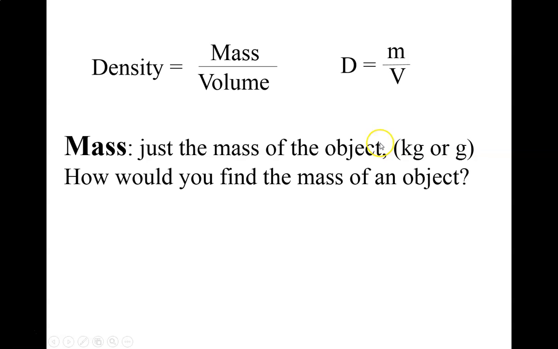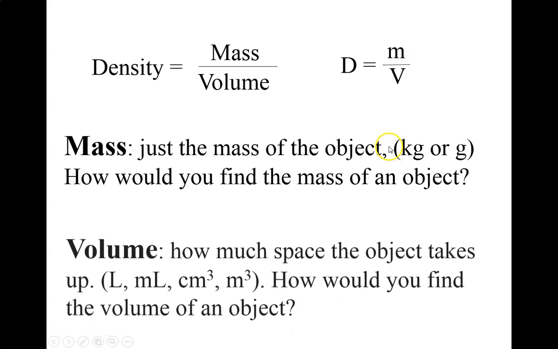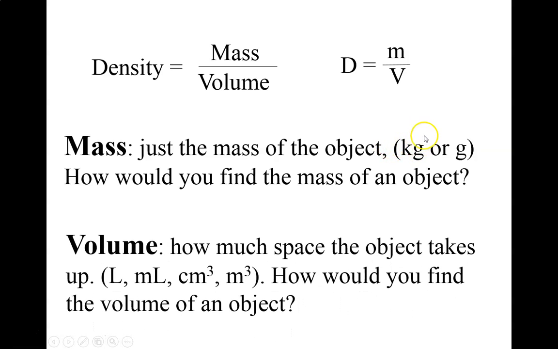And what type of instrument would you use to measure the mass of an object? What kind of instrument in a lab would you use? Maybe a triple beam balance, maybe a spring scale, maybe a digital balance or something along those lines. And the size or the volume of an object is how much space the object takes up, measured in liters, milliliters, centimeters cubed, or meters cubed, among other ones. There's plenty of other volume measurements.